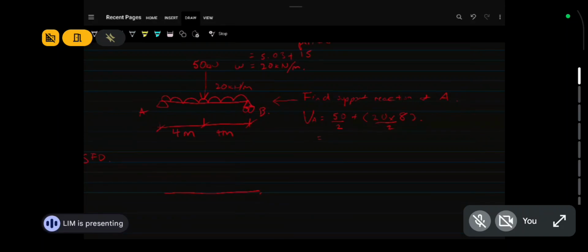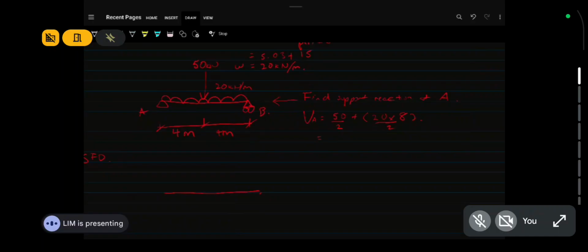VA, so 210 is the total load. Yeah, 210 is the total load. So 20 times 8 is 160. 50 is the point load. So 20 times 8, 160, plus 50, 210. That is the total load on the beam.